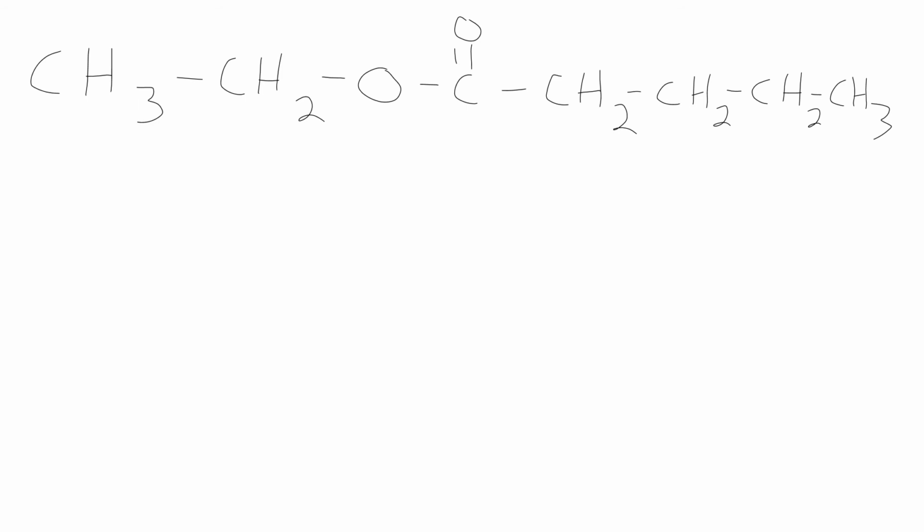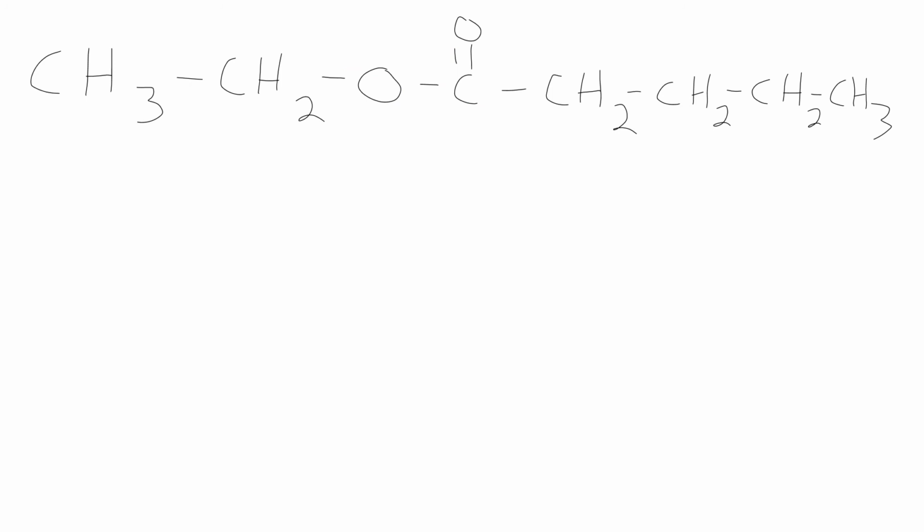So here we're looking at an ester. How do we know we're dealing with an ester? We know we're dealing with an ester because we have the C double bond O, C single bond O disrupting that carbon chain. That's what tells us we're dealing with an ester. So right away we can see we're dealing with an ester.